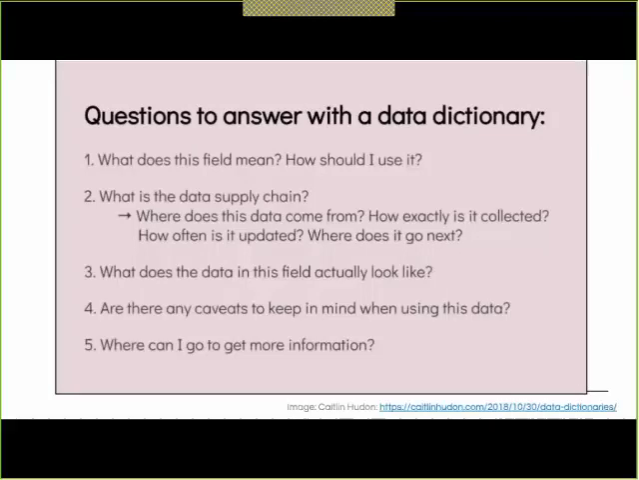So data dictionaries, this is one example I like on thinking about creating a data dictionary. So thinking about what does a field mean, how should it be used, this would be not just for you, but potentially for your team. Thinking about where the data comes from, how is it collected, is it going to be updated, does it stay static, if it's going to go somewhere else, be used in another system, what is that? What should the field look like? The data, is it formatted in a certain way? Like, do there need to be leading zeros if there's a number? Is it a first name, last name, or last name, first name kind of situation? Are there any caveats to keep in mind? And then if there's a place to go for more information, where is that place?